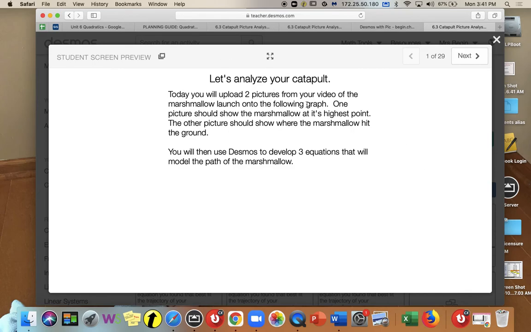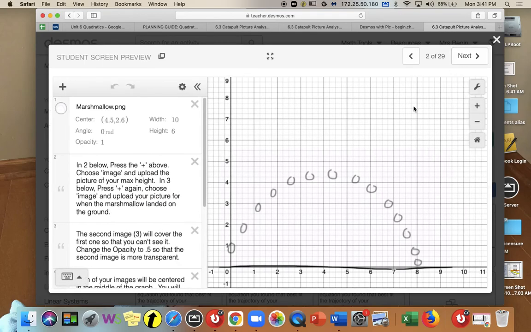Let's analyze your catapult. We're going to upload the two pictures, so I'll show you how to do that. And if you didn't do the catapult, or if you didn't have the pictures, you'll still be able to complete the investigation. So if we take a look, I've already uploaded my picture, but the instructions are here.